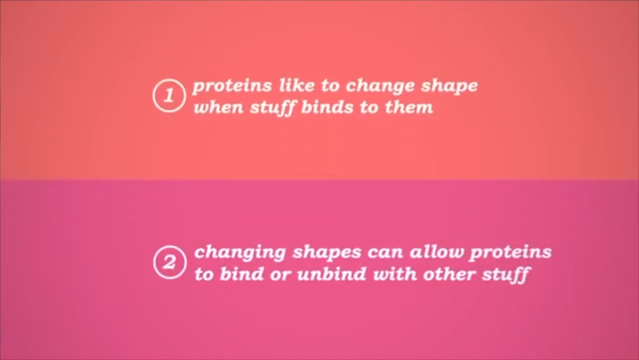But if you want to get into the nitty-gritty, the down and dirty of how you actually move, well, there are rules. Really just two main rules, and they have to do with proteins. And they're both true for a lot of the proteins we talk about, whether they're enzymes or ion channels or receptors or muscle proteins. And these rules are: 1. Proteins like to change shape when stuff binds to them, and 2. Changing shapes can allow proteins to bind or unbind with other stuff. So keep those rules in mind while we see how a muscle fiber contracts and relaxes.